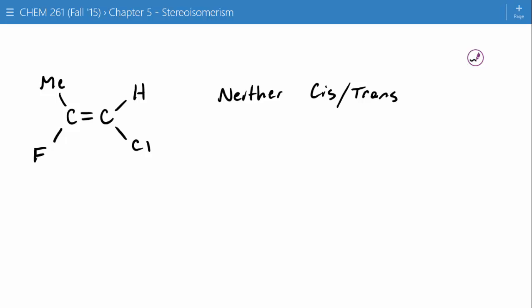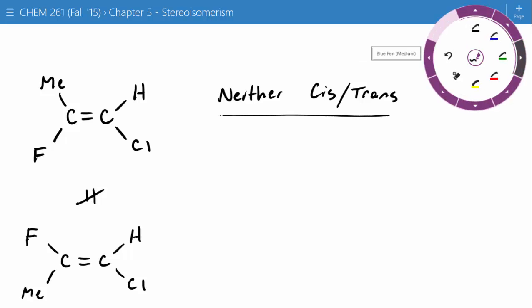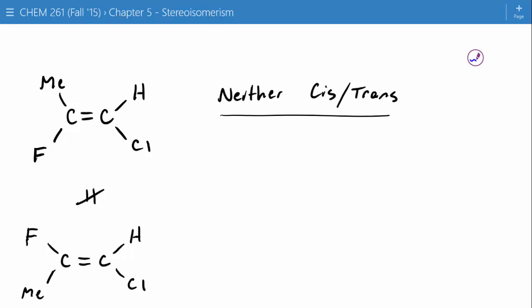But this molecule is different than this molecule, right? I'll draw this one out. What if we put the fluorine up and the methyl group down? Those aren't the same molecule, right? They're isomers. So now we need to learn how to name things using a little bit different nomenclature than cis or trans, because this simply doesn't work anymore. So what we do this time is we compare these.